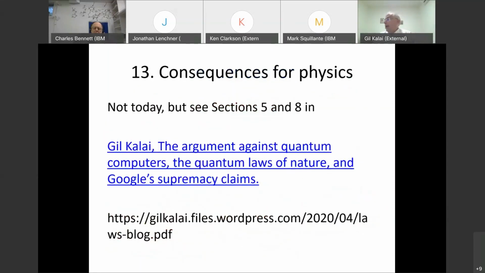So perhaps the last, I promised 12 snapshots. Another very interesting aspect is consequences for physics, the connection with physics. This I will not talk about today, but you can see sections 5 and 8 in my paper, the argument against quantum computers and the quantum law of nature and Google supremacy.